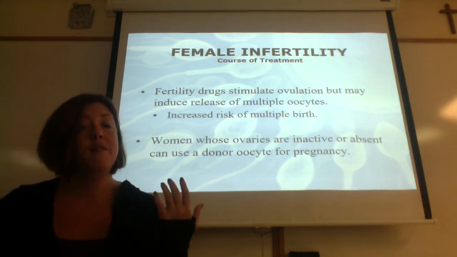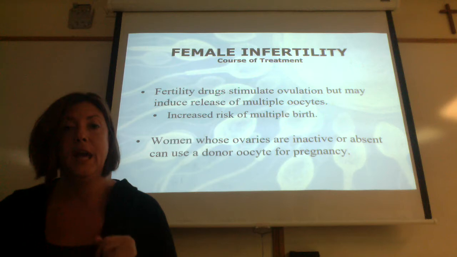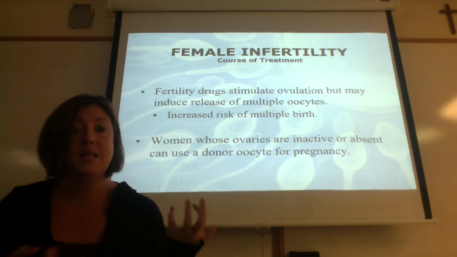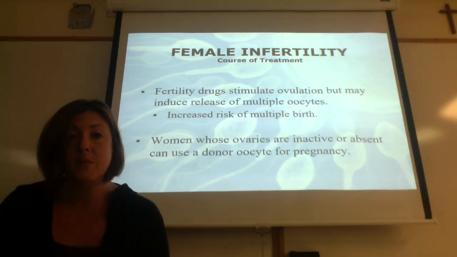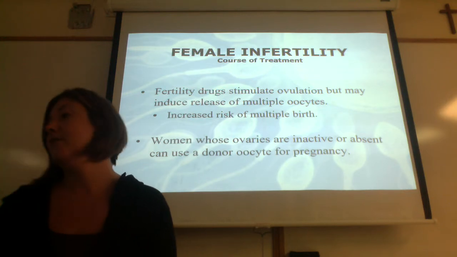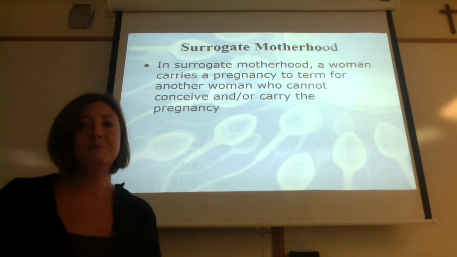Now, women who have no ovaries, for example, because of ovarian cancer, or have had blocked fallopian tubes and had to have them removed because of ectopic pregnancies or something like that, they can use a donor oocyte for their pregnancy cycles.